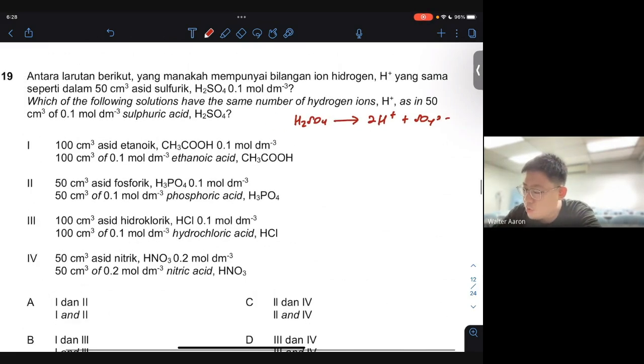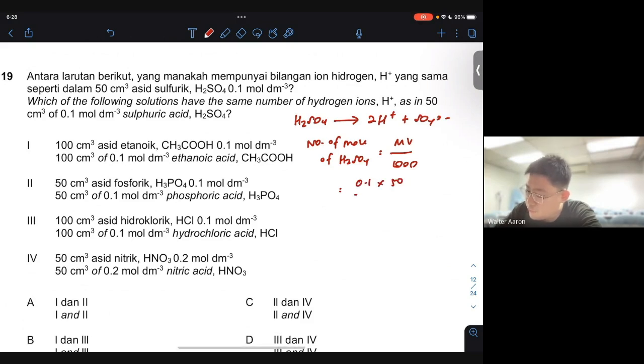So to calculate the number of moles of sulfuric acid, we have to use MV over 1000. So over here, we will have 0.1 mole multiplied by 50 cm cube, and then divided by 1000, and see what is the value over there. So 0.1 times 50 divided by 1000. The answer here is supposed to be 0.005 mole. Right, so 0.005 mole of sulfuric acid, okay?